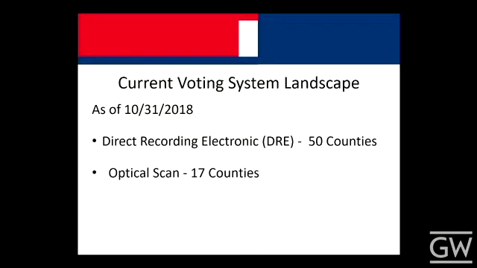And again, just to put some background or perspective to all this, this is the current voting system landscape in Pennsylvania. Out of the 67 counties, 50 counties still use DREs, and we have 17 counties that use optical scans. We are on our way to modernization, and we're making great progress there, and this is as of 10/31/2018.